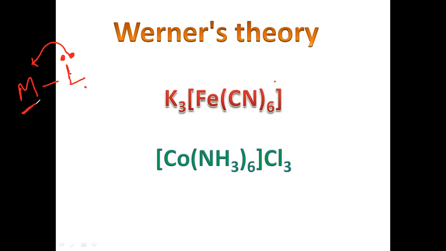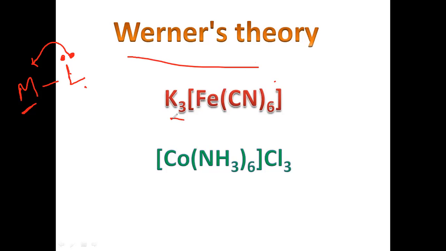But at the earlier, starting stages, Werner was the first scientist. He did some experiments and research on these complexes, and he gave certain postulates, certain statements about the metal-ligand bonding. He explained how the complexes are formed and what the bonding nature between the metal and ligand actually is. So let us understand those things of Werner's theory.